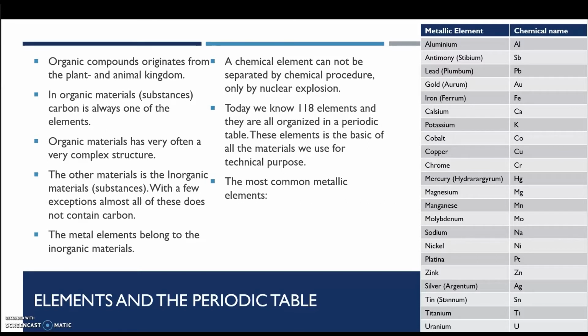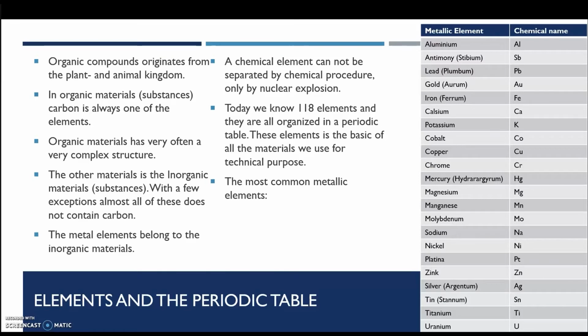The other materials are the inorganic materials. With a few exceptions, almost all of these do not contain carbon. The metal elements belong to the inorganic materials. A chemical element cannot be separated by chemical procedure, only by nuclear explosion. Today we know 118 elements, and they are all organized in a periodic table. These elements are the basis of all the materials we use for technical purposes.